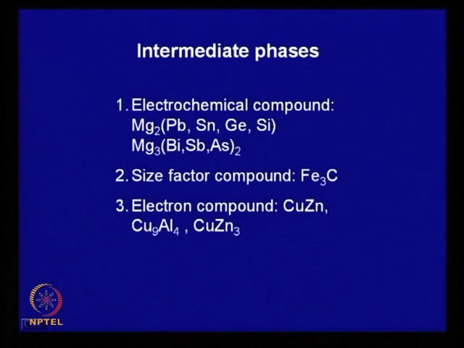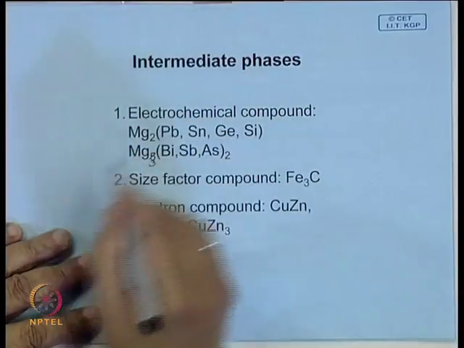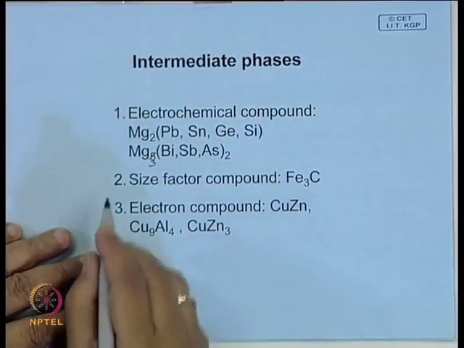Now, what we have seen is that when you have a real system, you do get several intermediate phases, and these intermediate phases have some specific crystal structures also. Now, let us look at what these intermediate phases are a little more critically. The intermediate phases can be put into three groups.